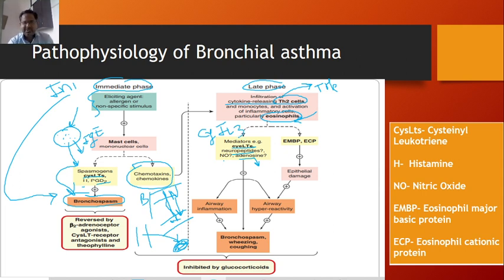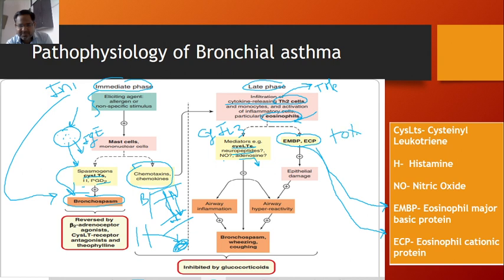The second important part is that it releases various toxic substances such as EMBP. Now what do you mean by EMBP? It is the eosinophil major basic protein. The second one is ECP, the eosinophil cationic protein, and the third one is called eosinophil-derived neurotoxin. So EMBP, ECP and eosinophil-derived neurotoxin are called the toxic proteins.